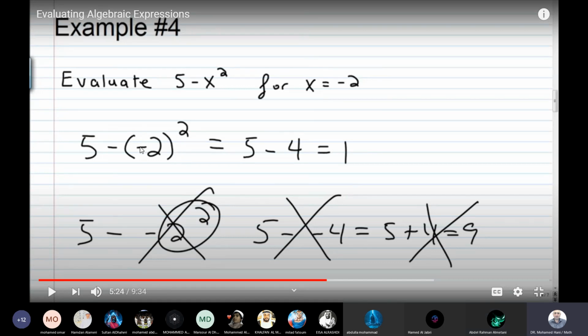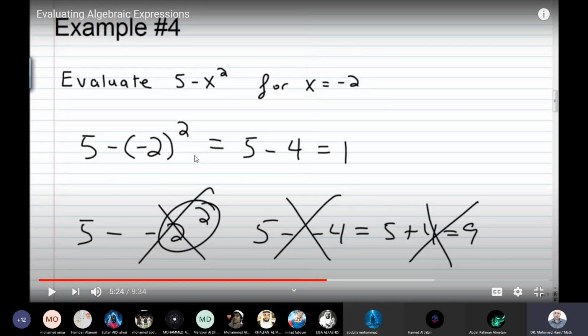If you don't put parentheses, we have here wrong, like the second case. I will explain. So always when you have minus, put the value between parentheses. So what's the meaning of minus 2 squared, or minus 2 exponent 2? Means minus 2 times minus 2, means 4. So here we have 5 minus, and the value of this part will be 4. 5 minus 4 will be 1.